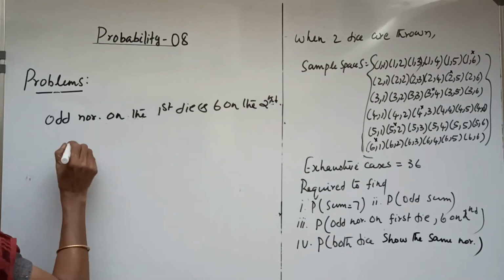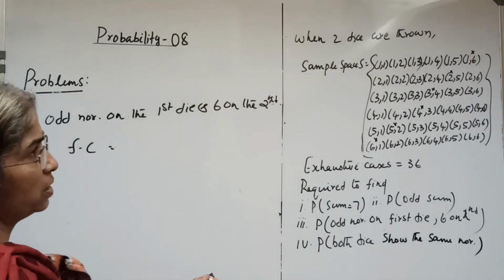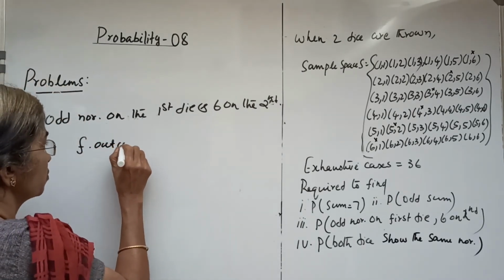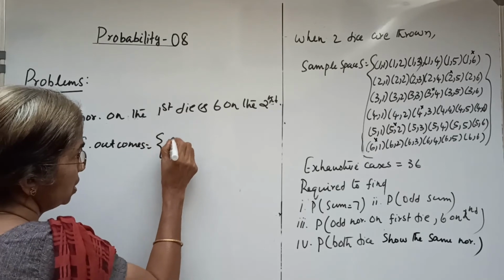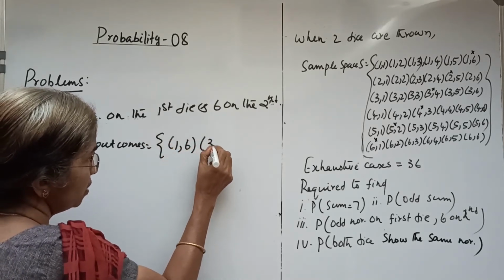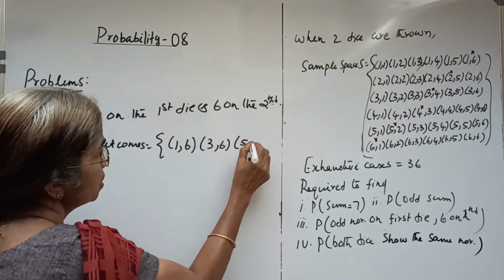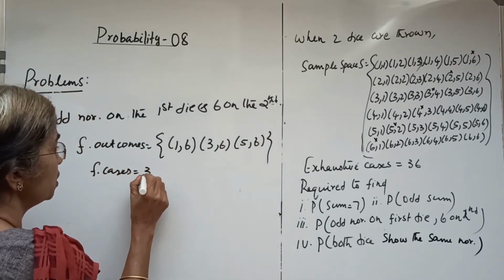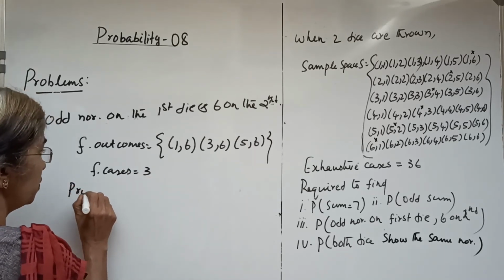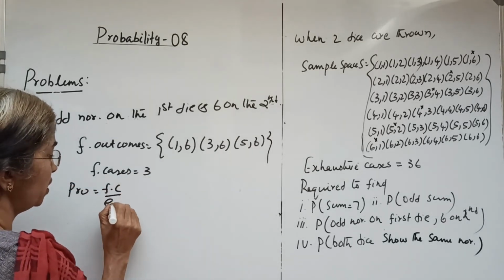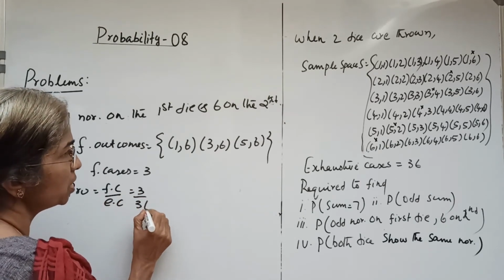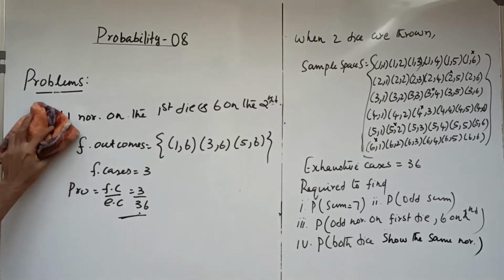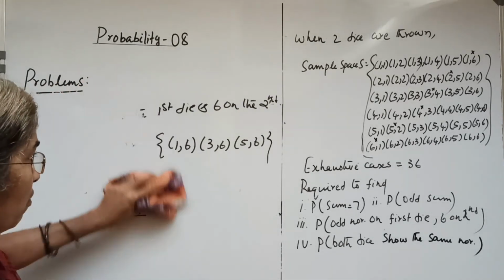So the favorable outcomes are only 1, 6 and 3, 6 and 5, 6. Therefore favorable cases equal to 3, and probability equal to favorable cases divided by exhaustive cases equal to 3 by 36.